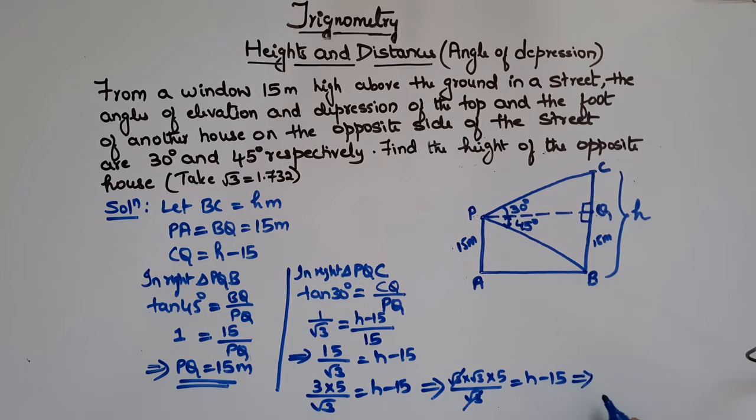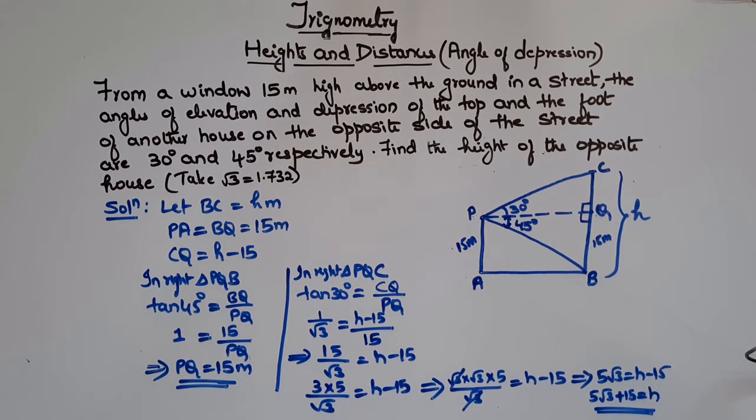This implies 5 root 3 is equal to h minus 15. Therefore your h is 5 root 3 plus 15 is equal to h. When you substitute the value of root 3, you will get h is equal to 23.66 meters. So therefore the height of the opposite house is 23.66 meters.